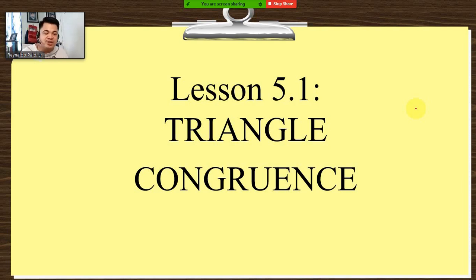So for this session, we're going to have triangle congruence. We are going to talk about the different triangle congruence postulates, which we are going to use to prove the congruence of two triangles.